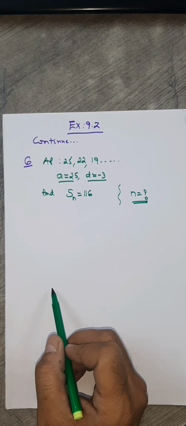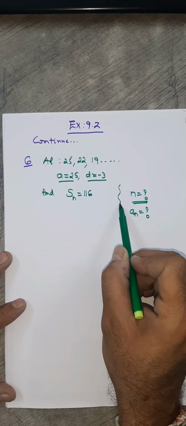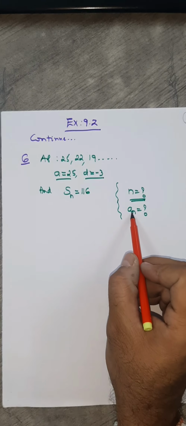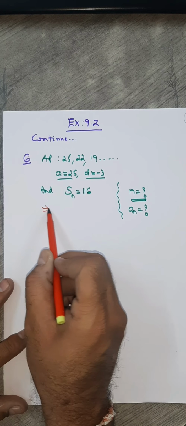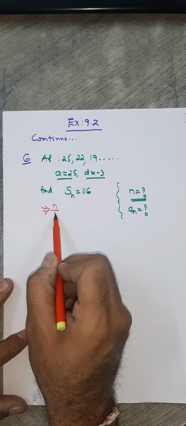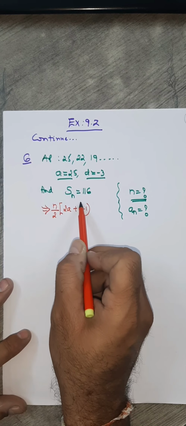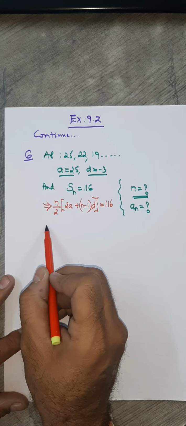Right? And once you know n, you can get the nth term, that is An. We want to answer these two questions. Fine. Without knowing small n, you cannot answer An, because the formula for An you know. So I'll use this. What is Sn? We know n by 2 into 2a plus n minus 1 into d equals 116.